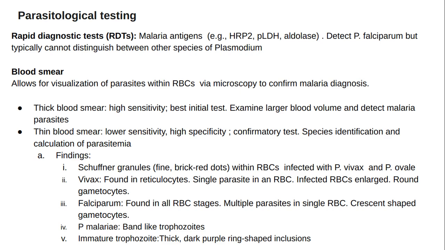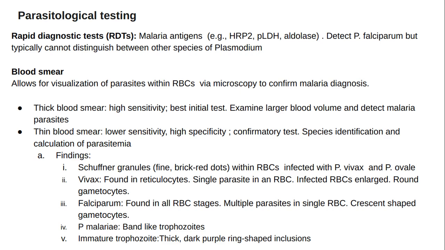Thick blood smear: high sensitivity, best initial test. Examine larger blood volume and detect malaria parasites. Thin blood smear: lower sensitivity, high specificity. Confirmatory test. Species identification and calculation of parasite load. The findings that can be seen.